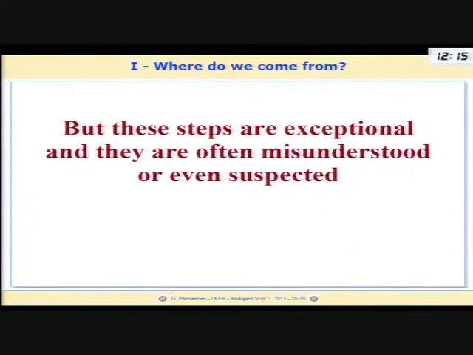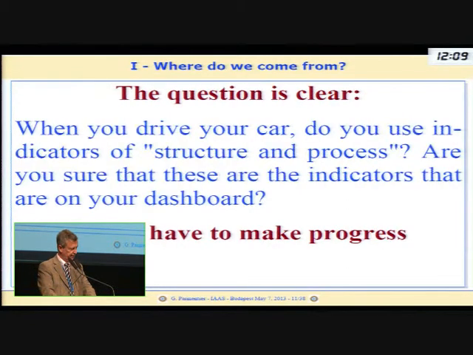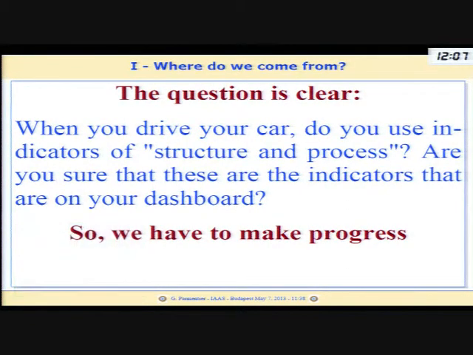But these steps are exceptional, and they are often misunderstood and even suspected. The question is clear. When you drive your car, do you use indicators of structure and process? I don't. So we have to make progress.